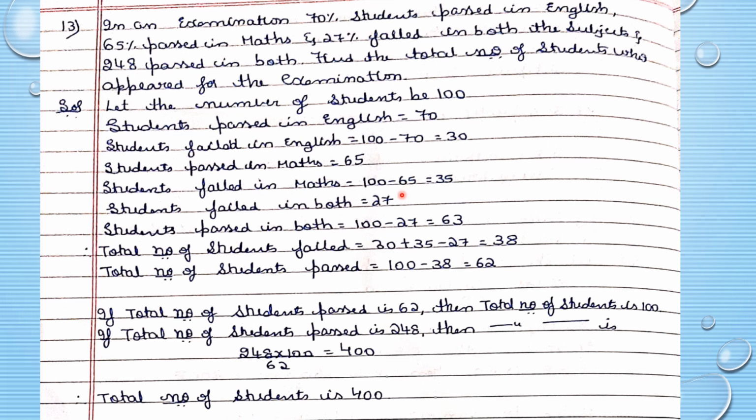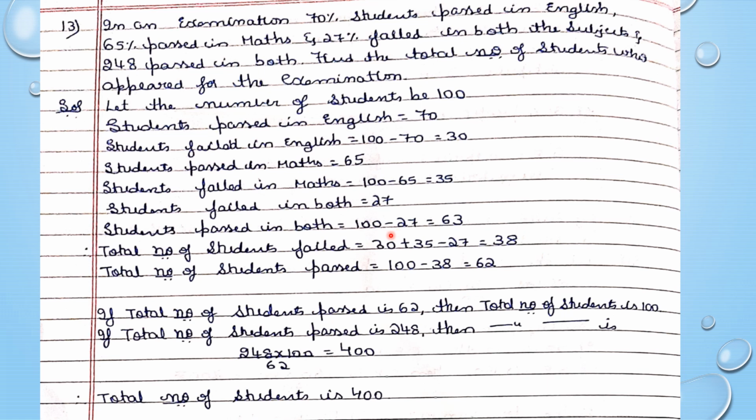Next information, 27 people have failed in both. That means these 27 students have failed in both English and mathematics. So if 27 have failed in both, the remaining students should have passed in both the subjects. That is 100 minus 27, 63 people should have passed in both the subjects.